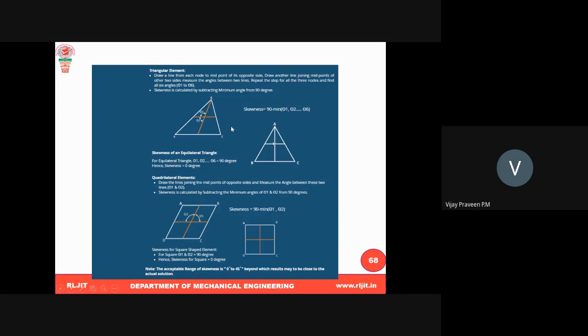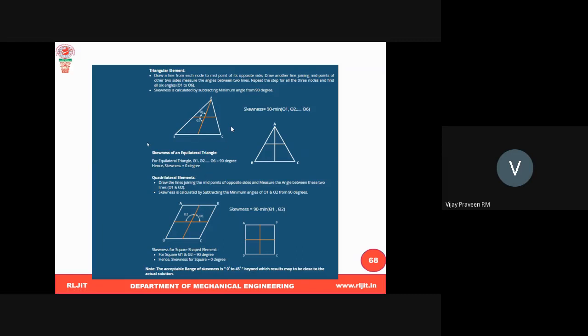What is the angle between here? This is the ideal element. Can you tell me what is the angle between these two here? Vertical and horizontal line, what is the angle? So it's 90 degrees. Therefore, the skewness becomes what? 90 degrees minus 90, 0. That means for the ideal shape of the triangular element, the skewness angle is 0.